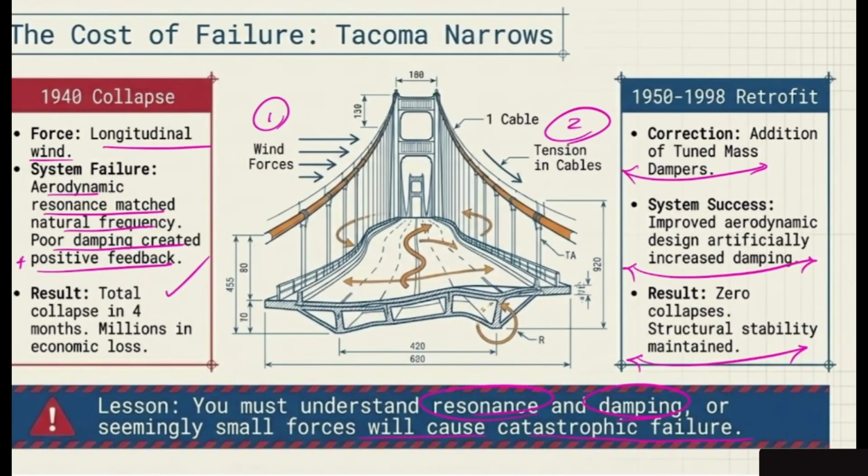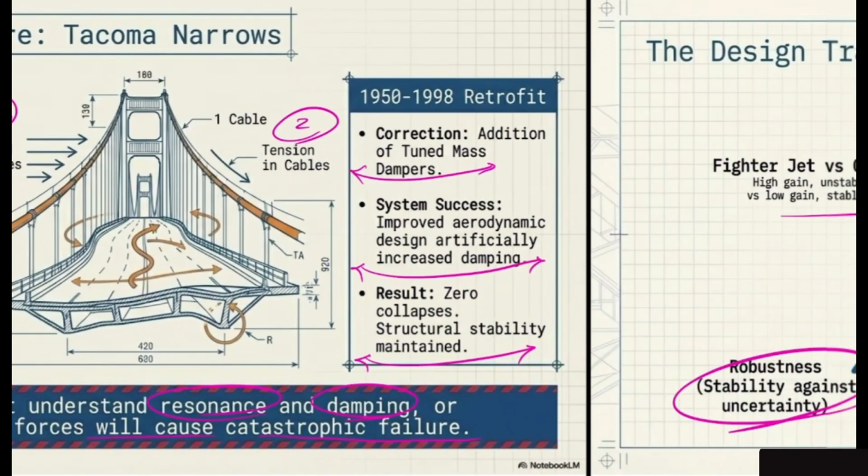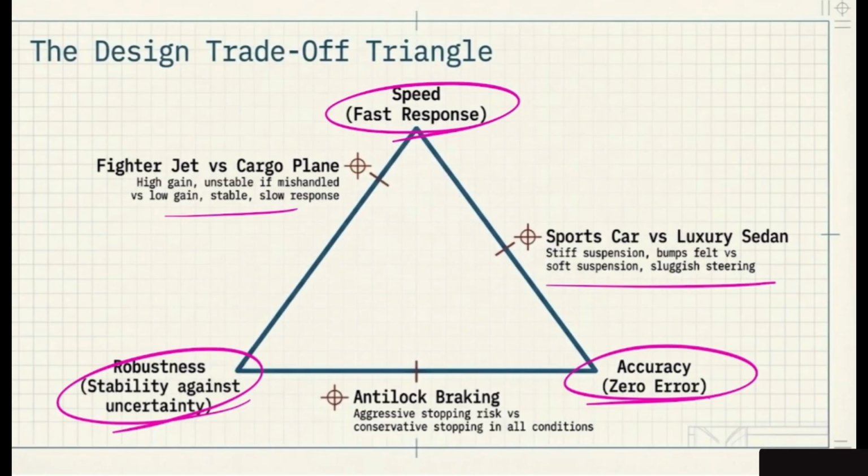So what we learned from this incident is that you must understand the response, the resonance and damping. The damping means how resilient your system is against all of the disturbances to reach the steady states that we like, or seemingly small forces will cause a catastrophic failure like the way that it did. So we need to have a trade-off, the trade-off triangle. The trade-off triangle will tell you what you need and what you should do. At some point you need speed, the fast response, at some point you need robustness, stability against uncertainty, and at some point you need accuracy. But not all the time do you need one of them, or all three at the same time.